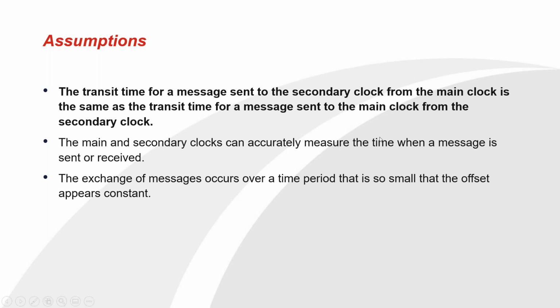Another assumption is that the main and secondary clocks can accurately measure the time when a message is sent or received. That's obviously vital for the timestamps saved on each device to be correct. And finally, it assumes that the exchange of messages occurs over a time period that is so small that the offset appears constant.